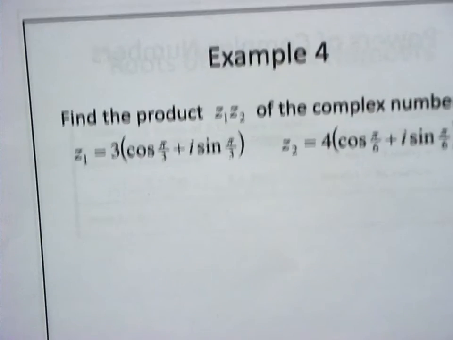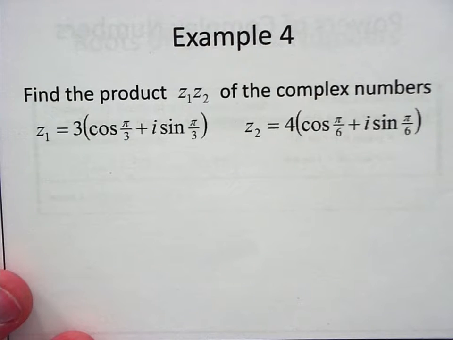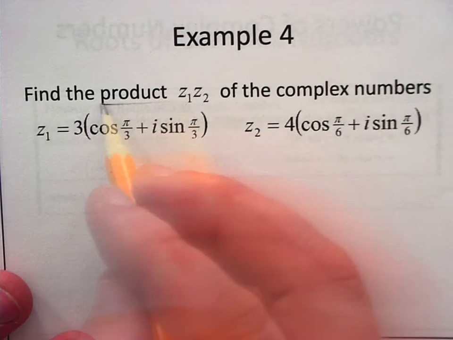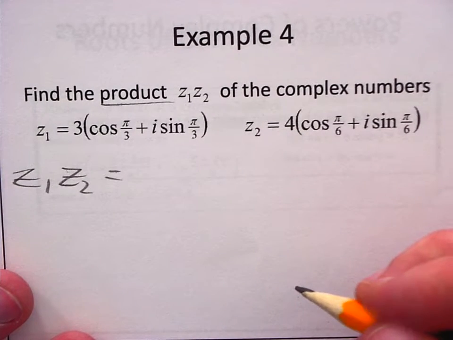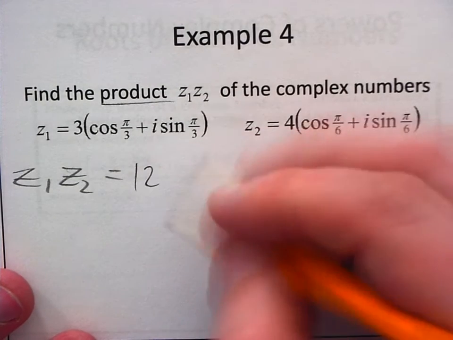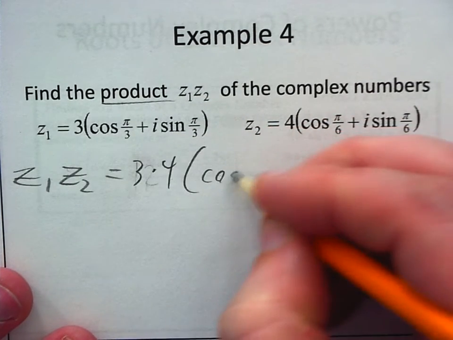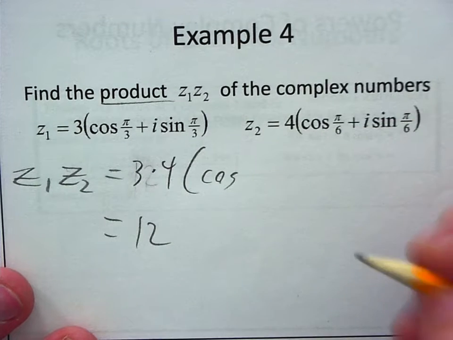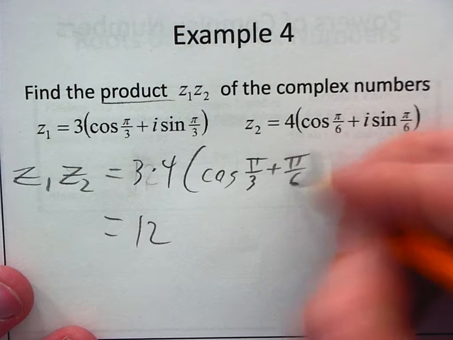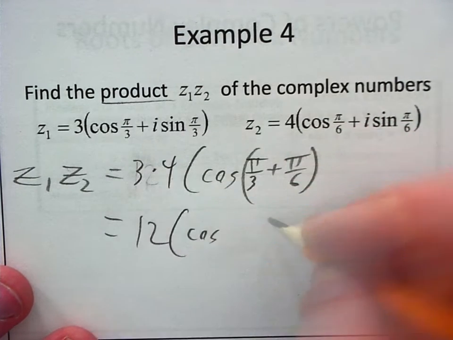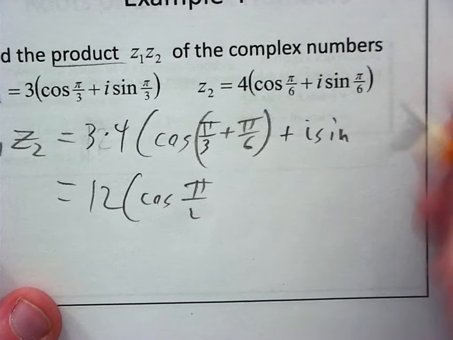So if I have this, I can't just put one over the other. I need to actually use that process. If I want the product, z1 times z2, I'm just going to multiply the radii. So what's that going to give me? 12. Here if I do 3 times 4, that'll give me 12. Cosine then, I'm going to do what? Pi over 3 plus pi over 6. What is pi over 3 plus pi over 6? Pi over 2. And the sine is going to do the exact same thing.